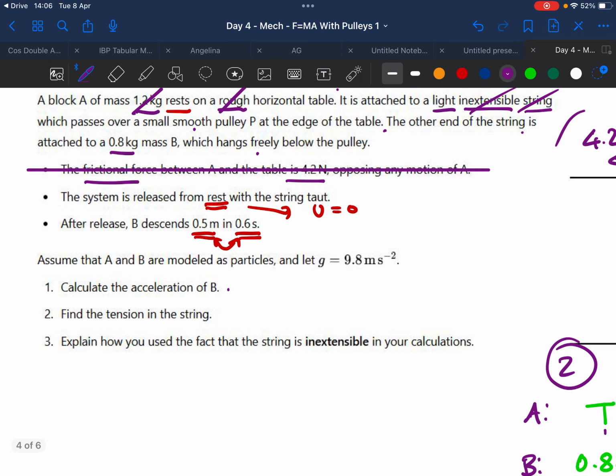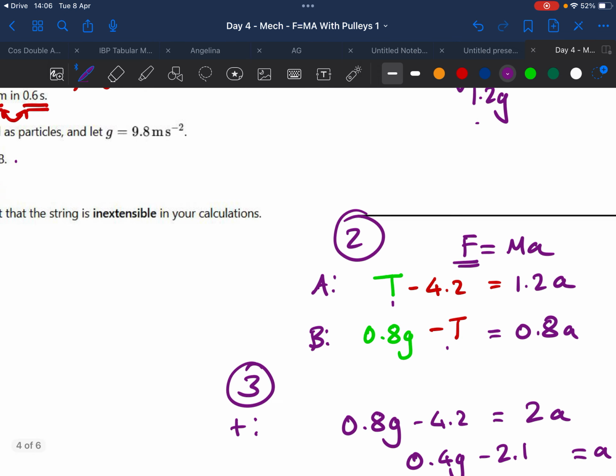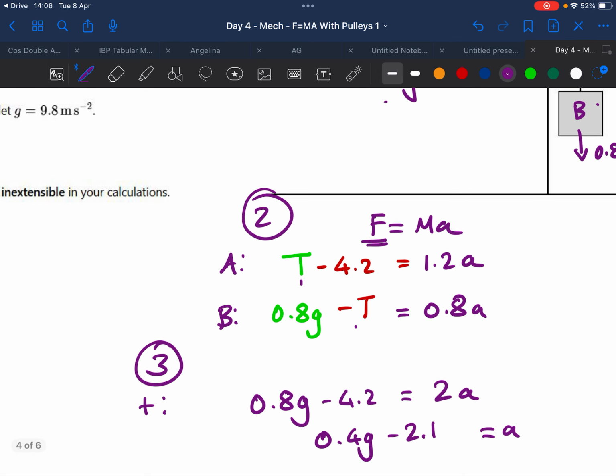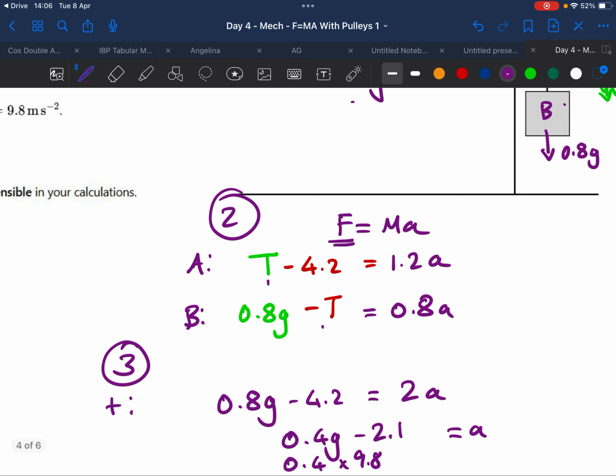And this first question here will often be find a or find T, and you can kind of see now why it's doing that, yeah? Because that's sort of the most useful result that you end up deriving straight away. So I've got my a value there, so I would just do 0.4 times 9.8, I think it said in this question specifically. Sometimes it's different, so watch out for that. Minus 2.1 is going to be equal to my value, okay?